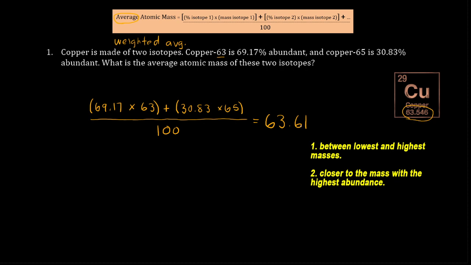Okay, one more quick thing. The unit for this, because we love units in chemistry, the unit for this is AMU, which stands for atomic mass units, which we've covered in previous lectures and videos and things. But 63.61 AMU is our answer. And it turns out, yes, check, right? It's between the lowest and the highest. That's true. And check, it is closer to the mass with the highest abundance. So we're looking very good. Average atomic mass.